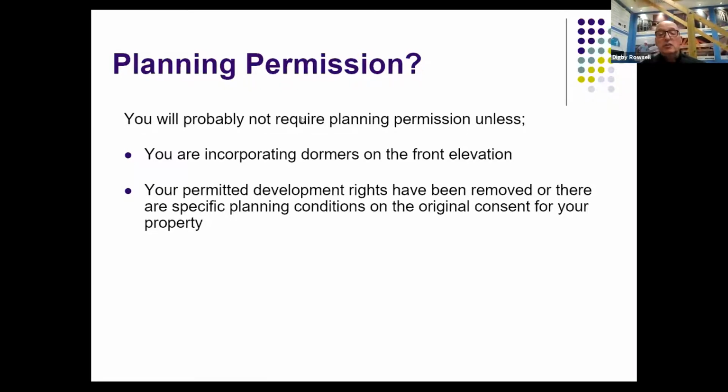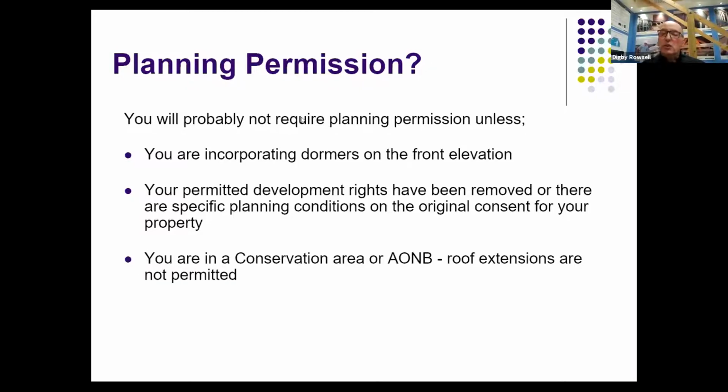Generally, if that's the case and you've bought the property quite recently, your solicitor should make you aware of that, but that needs checking. If you're in a conservation area or AONB, which is an area of outstanding natural beauty, roof extensions are not permitted. They need planning consent. So even dormers on the rear will require planning consent.